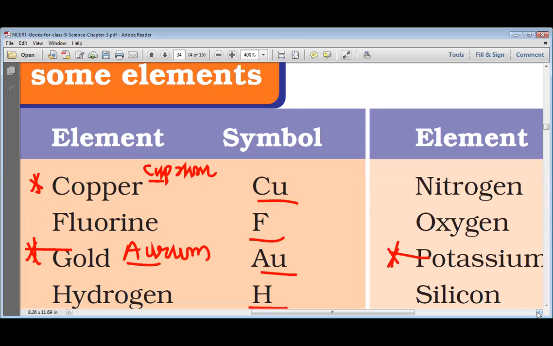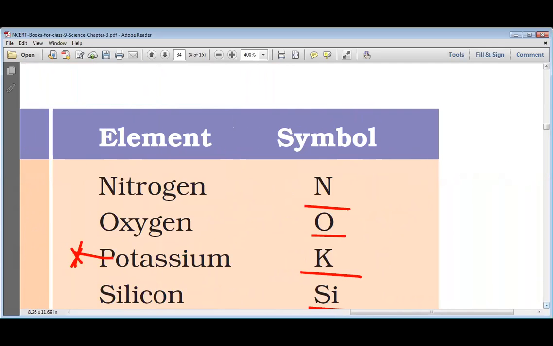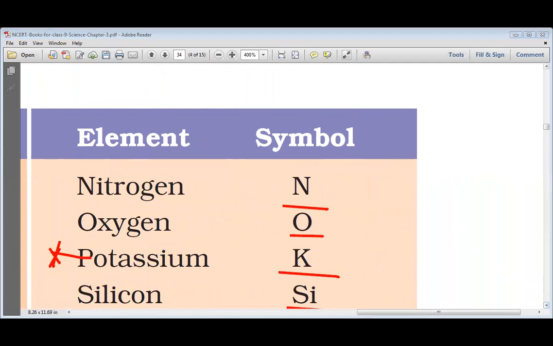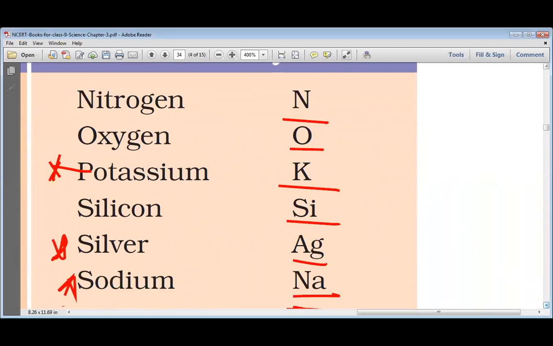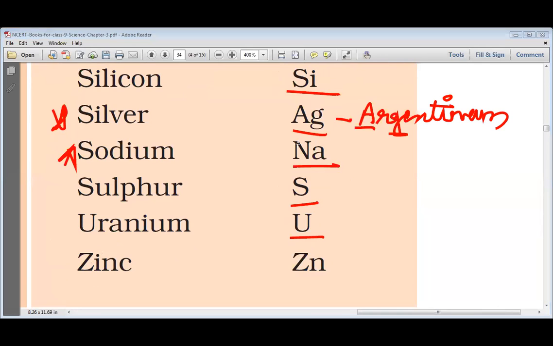Same way, my dear students, when we look at this, we have potassium. For potassium, we write K. This K comes from the original name of potassium, which is kalium. So from the name kalium, the symbol K is taken for potassium. Same way, if you look for silver, it is argentinum. From that particular name, the symbol Ag is determined for our silver.